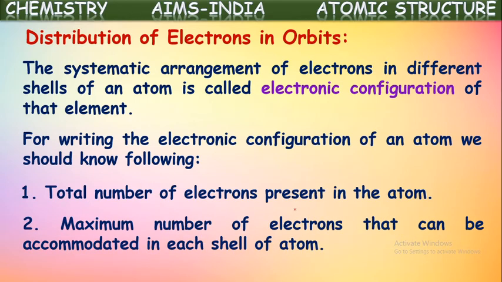Next we have to know the maximum number of electrons that can be accommodated in each shell of the atom. We say there are many shells in an atom. The number of shells in an atom is infinite, even though it has 1 electron or 100 electrons. So how are these electrons accommodated in each shell? What is the maximum capacity of each shell? If you know these two, the total number of electrons present and the maximum number of electrons that can be accommodated in each shell, we can try to write the electronic configuration of elements and understand the arrangement of electrons.